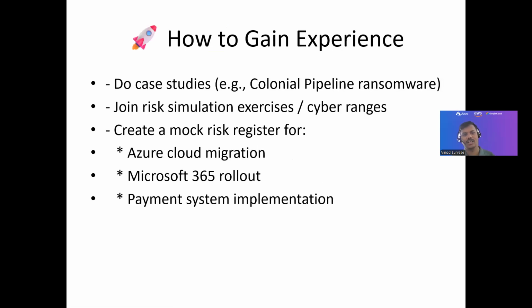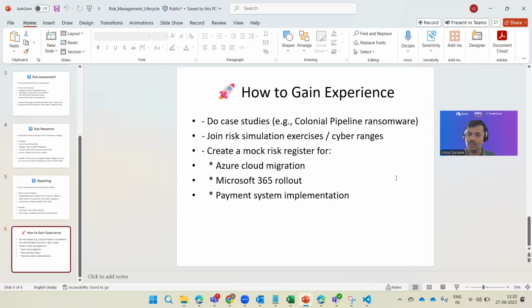And lastly, how you can gain some experience here. So do case studies, like the Colonial Pipeline ransomware. This is just an example, but join risk simulation exercises and cyber ranges, along with creating mock risk registers for different platforms, including cloud migration, along with deploying and implementing Microsoft 365 rollouts. These are examples, but the same things can be implemented across different systems, including payment system implementation and any other, right? So, yep, that is all I wanted to show you and talk about, and hope you learned something new.